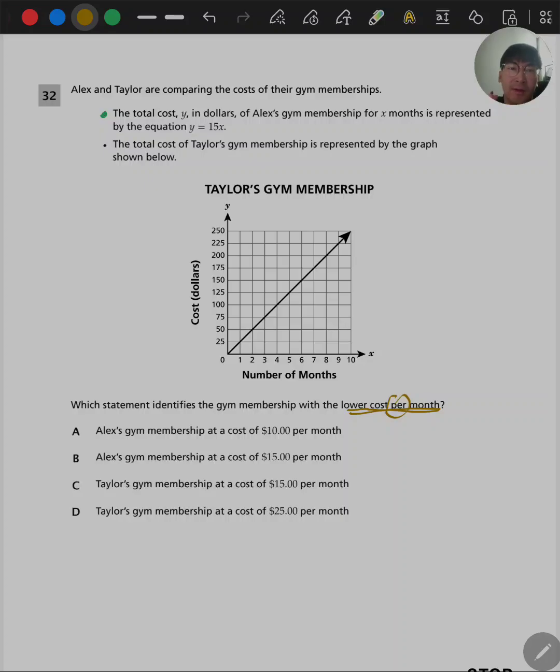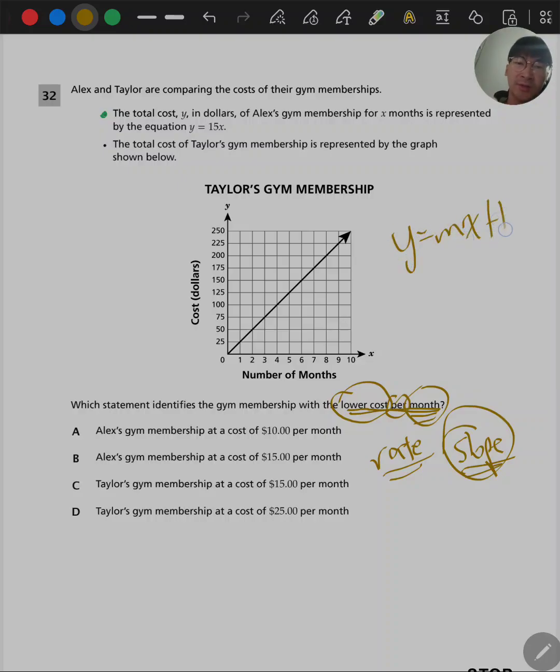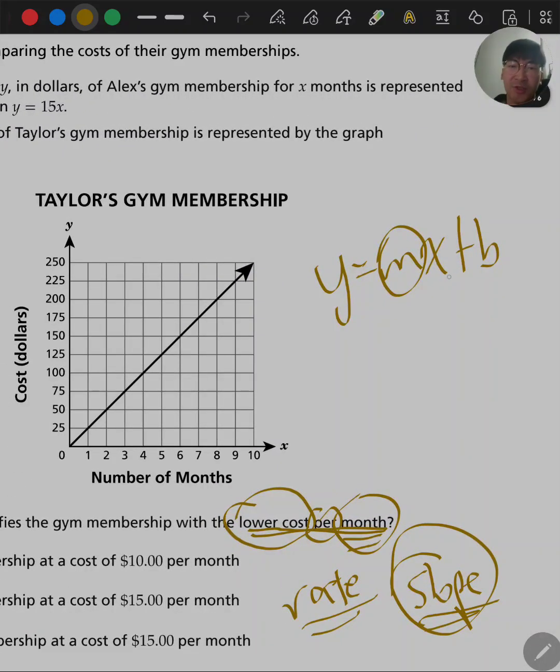Per. So that means the lower cost, that's one variable, and that per month, this is the other. So this is talking about a rate. And when they talk about rates, think about slope. Okay, so they're testing your knowledge on rate of change or the slope. Okay, and if you remember from previous videos, y is equal to mx plus b. The slope is the constant, the number, touching the x.